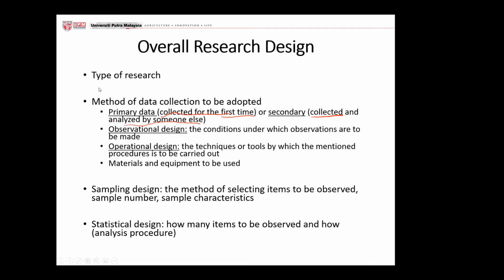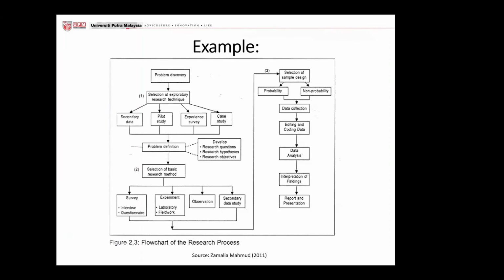Of course, type of research, data collection, then sampling design and statistical design. So these two, although they're here, we will not cover this week. We will cover that in the next 2 to 3 weeks, if I'm not mistaken. But just be aware that when we talk about research design, it should encompass all of this. All right. Now, example. I've already explained about this before, but maybe with the figure, you will understand more.